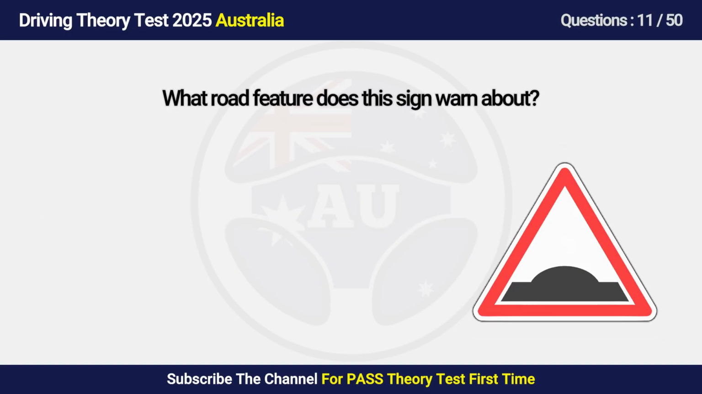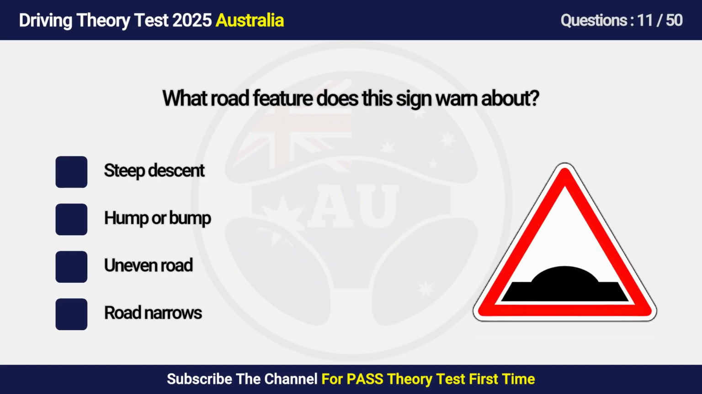Question 11. What road feature does this sign warn about? A, steep descent, B, hump or bump, C, uneven road, D, road narrows.